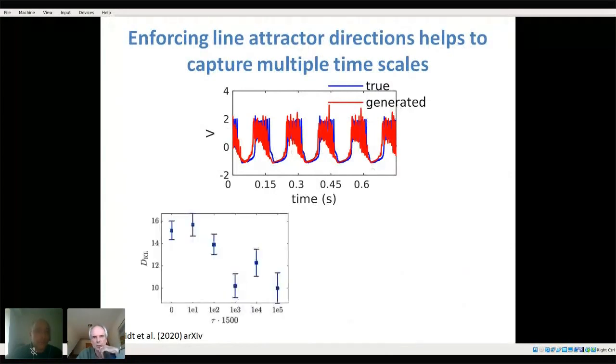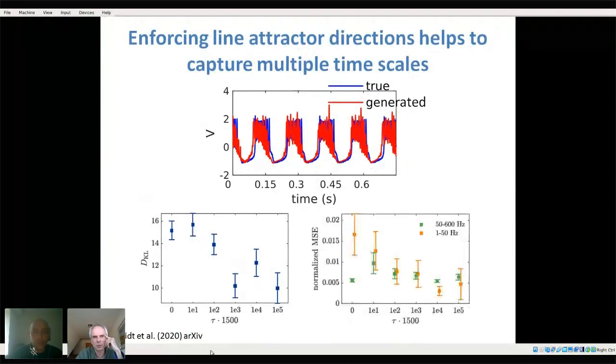And we could also show that this regularization, this line attractor regularization that I introduced earlier, has a significant contribution to that. So if you increase the regularization parameter here, the tau, then you get a lower Kullback-Leibler divergence, and that affects mainly the slow frequencies, in which you have these slower signals that develop on longer timescales going on.